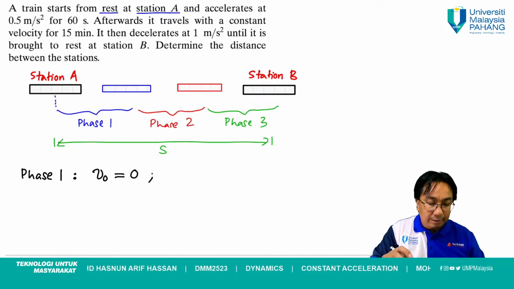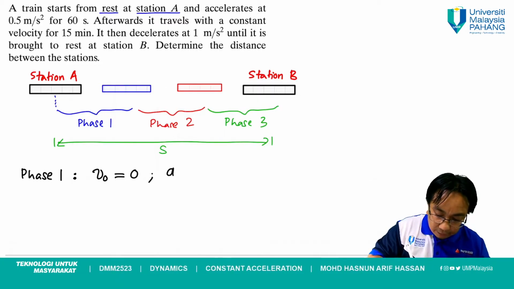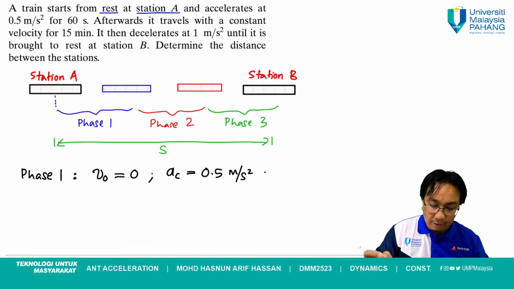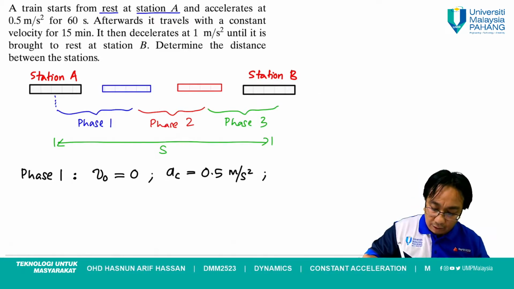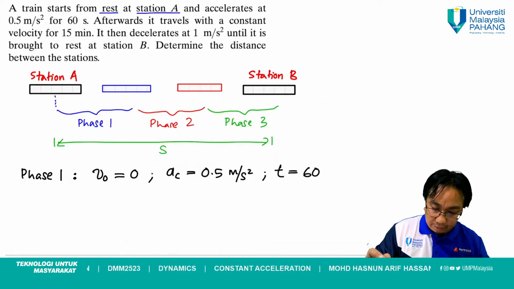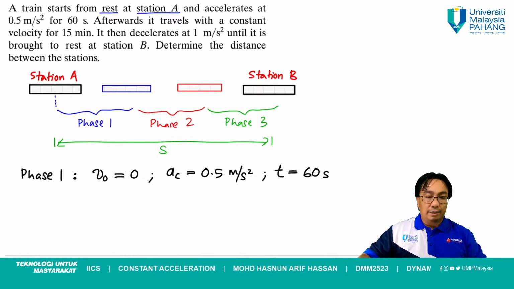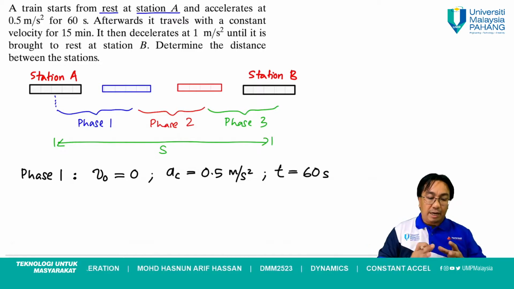Okay, and then apa lagi information next kita ada? Accelerate at 0.5 meter per second. Okay, so kita ada AC is equal to 0.5 meter per second square. Ini acceleration dia. Next kita ada for 60 seconds. So kita ada time is equal to 60 seconds. Okay, ini je information yang dia bagi. Dan kita nak tahu apa? Kita nak tahu dia punya berapa jarak dia travel.